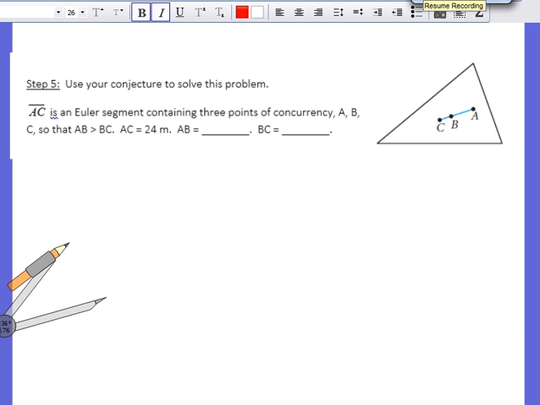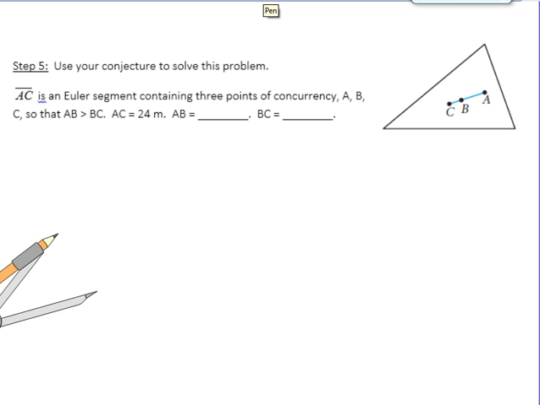So go ahead and try the problem at the bottom that says step 5 and use your conjecture to solve this problem. Pause the video, try it, get an answer, and then I'll show you how I thought it through. Alright, it says that segment AC is an Euler segment containing the 3 points of concurrency A, B, and C. And it also tells me that AB is greater than BC, and that's important since we can't really trust the drawings of the geometry. We want to know the rules. So as long as we know AB is greater than BC, and it's an Euler segment, and those are points of concurrency, we know the relationship.